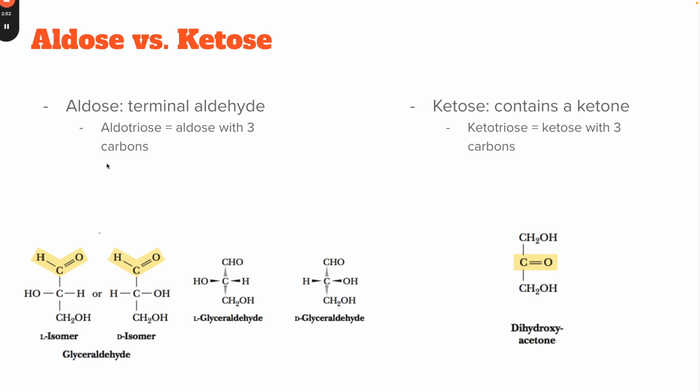We have aldoses versus ketoses. Aldoses have a terminal aldehyde, so an aldotriose is an aldose with 3 carbons. In the bottom left, we can see an aldotriose, or 2 of them, I guess. A ketose contains a ketone, so a ketotriose is a ketose with 3 carbons. As we can see here, the sugar has a ketone, not an aldehyde. So that's a big difference between the two.